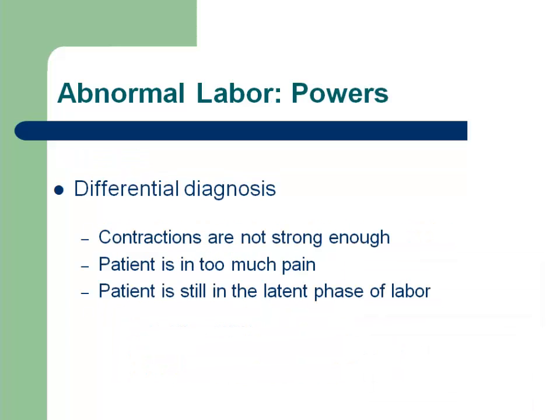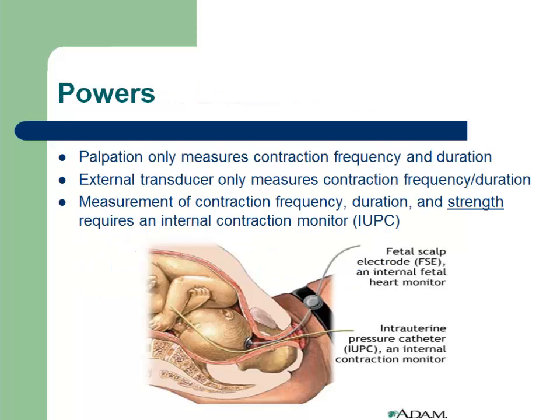An abnormality in the powers of labor refers to insufficient contraction strength to cause the necessary cervical change required for delivery. A differential diagnosis for inadequate powers is suggested here. How can we tell how strong contractions really are? The monitoring of contractions in labor can be accomplished several ways. One way is by palpation, but this necessitates the constant presence of a provider. More commonly, mechanical monitors are used, which can be placed externally or internally.